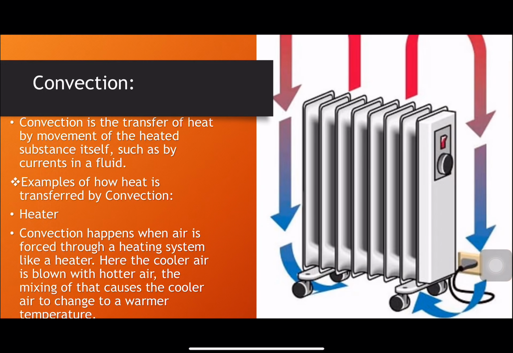Lastly, we'll go on to convection. Convection is the transfer of heat by movement of the heated substance itself, such as a current in fluid or air in this case. An example of how heat is transferred by convection is a heater. Convection happens when the air is forced through a heating system like a heater, where the cool air is blown with hotter air, and that mixing causes the cooler air to change temperature to a warmer temperature.